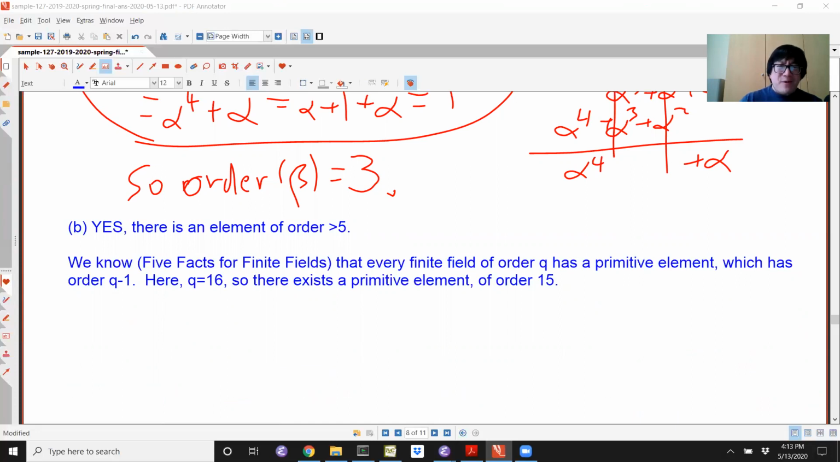Part B, I feel like part B just sort of whipped by there. But that's sort of like either you understand the idea or you don't. It doesn't take a long time to explain. It doesn't make it easy, but it doesn't take a long time to explain. So if that last bit was mysterious, you should go review the 5 facts for finite fields.